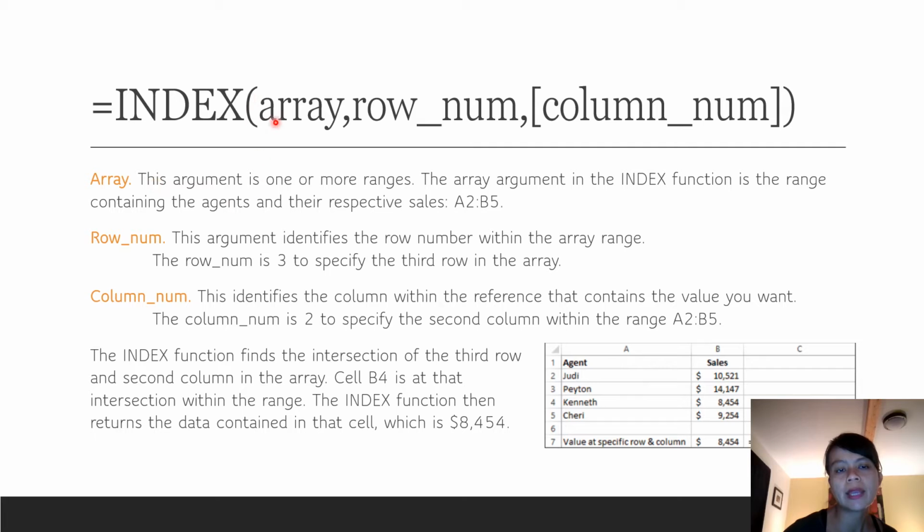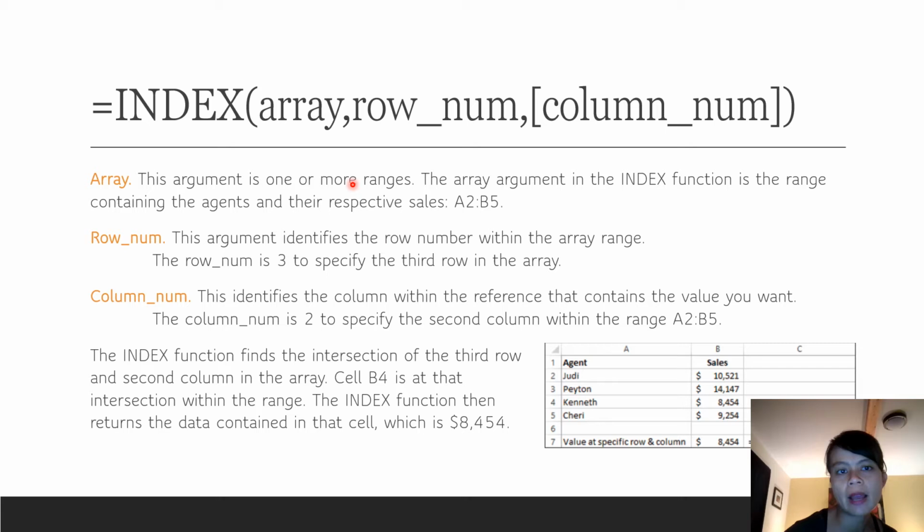You have the index and then you have 3 arguments: array. So array is one or more ranges, the whole range of data that you're going to look at. Then you have the row number, which specifies a row number within the array. Then you have the column number, which identifies the column in the reference that contains the value that you want.